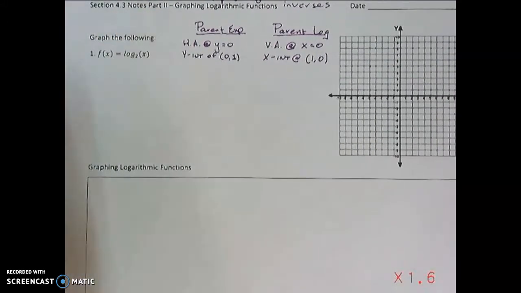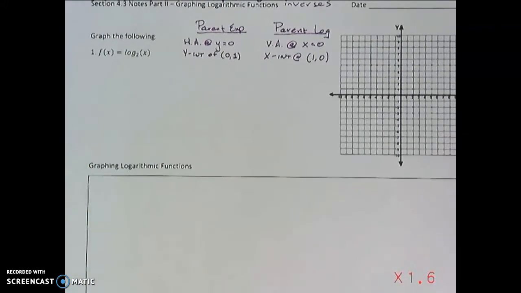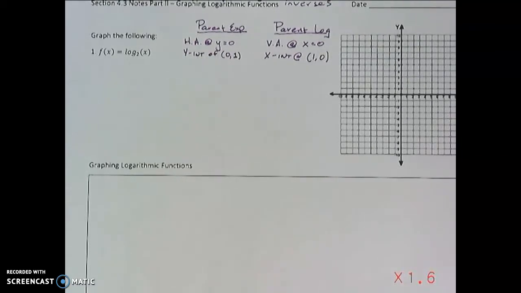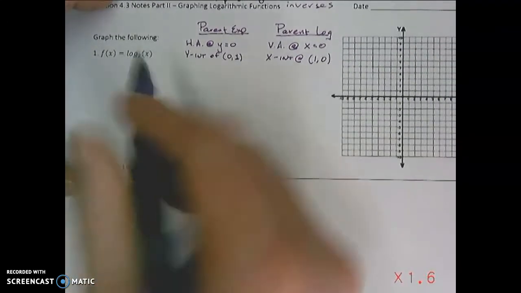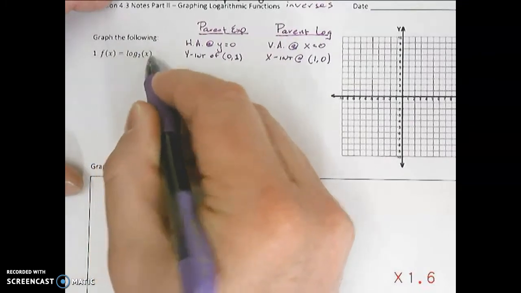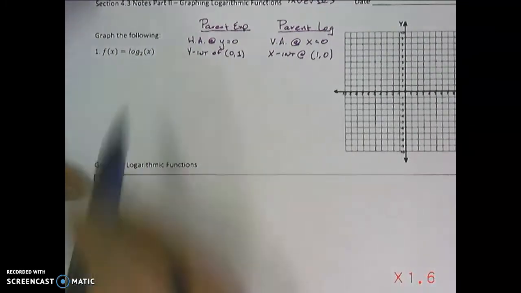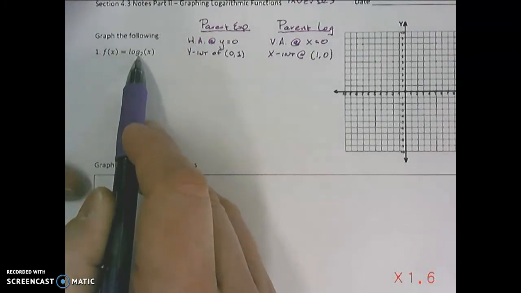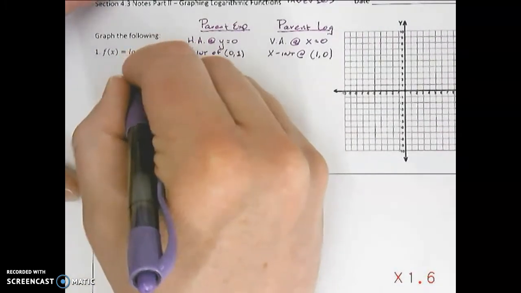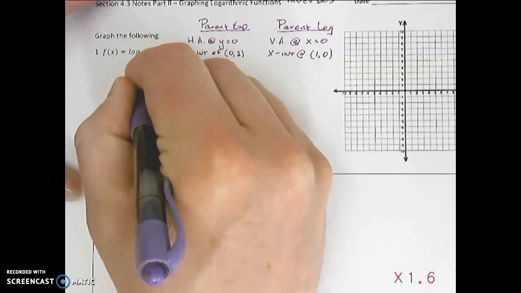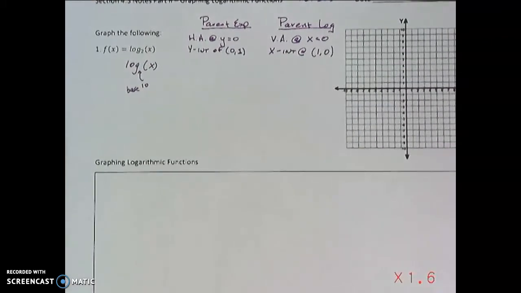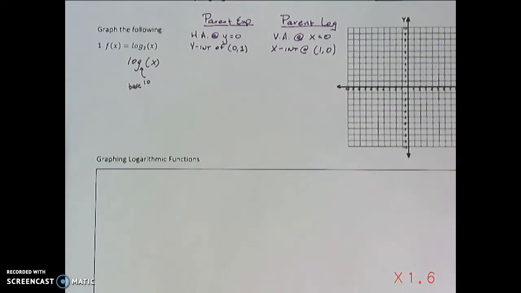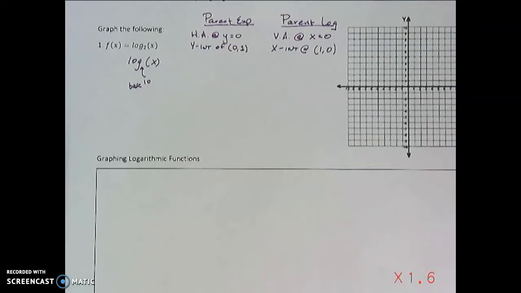So let's start by doing a similar thing that we did with our parent exponential. We'll identify that x-intercept of (1, 0). Here's a log graph, f of x equals log base 2 of x. That's how this would be written. The 2 is called the base. If there is no base, it's base 10. If it just says log of x, that by default means base 10. So, things to think about there.